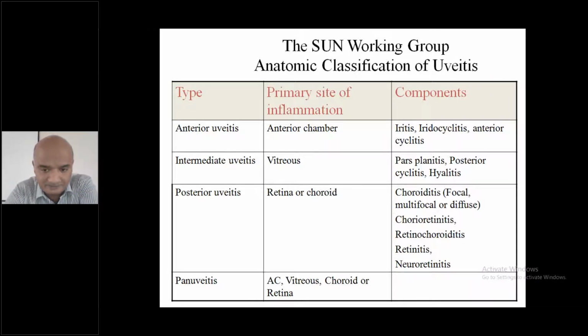If the retina is involved and the inflammation progresses onto the choroid, then it is called retinochoroiditis. If only the retina is involved, then it is called retinitis. If the optic nerve and the retina are involved, then it is called neuroretinitis. So different names are given for the same thing based on the type of posterior segment involvement. If panuveitis is present, the anterior chamber, vitreous, choroid, retina, all segments of the eye are involved.